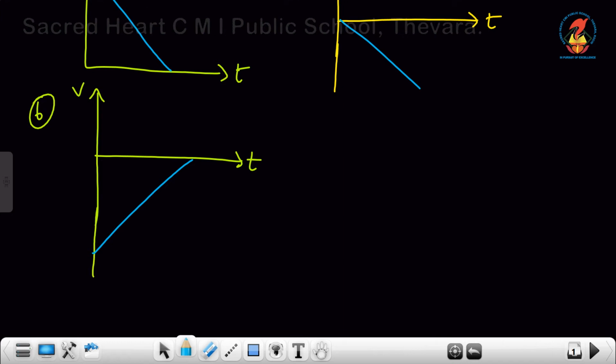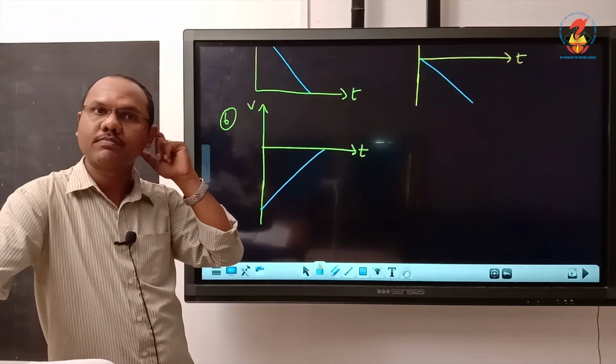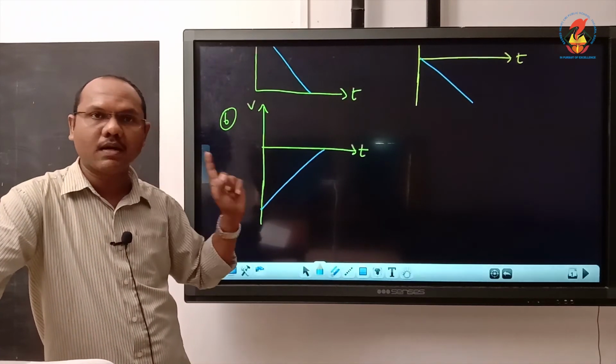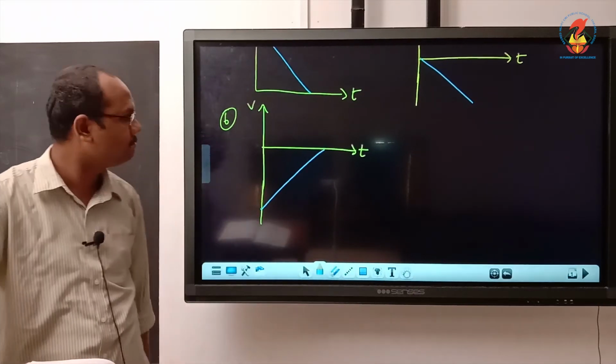What is this? As the time increases, speed is decreasing to 0. That means this graph is uniform retardation in the negative direction. Okay, uniform retardation in the negative direction.